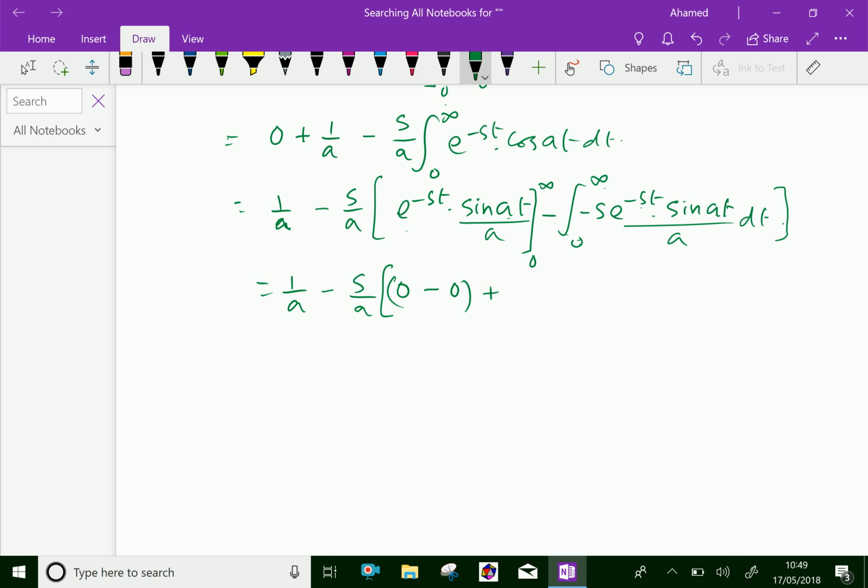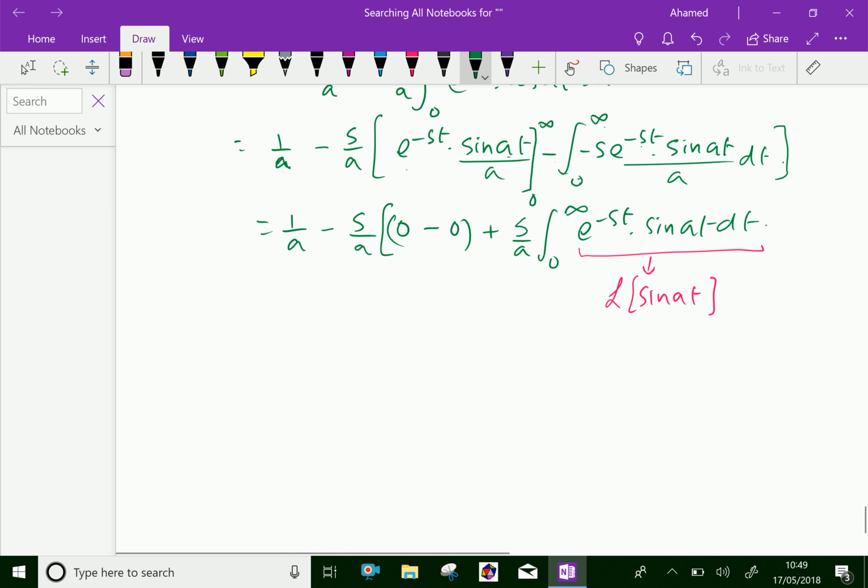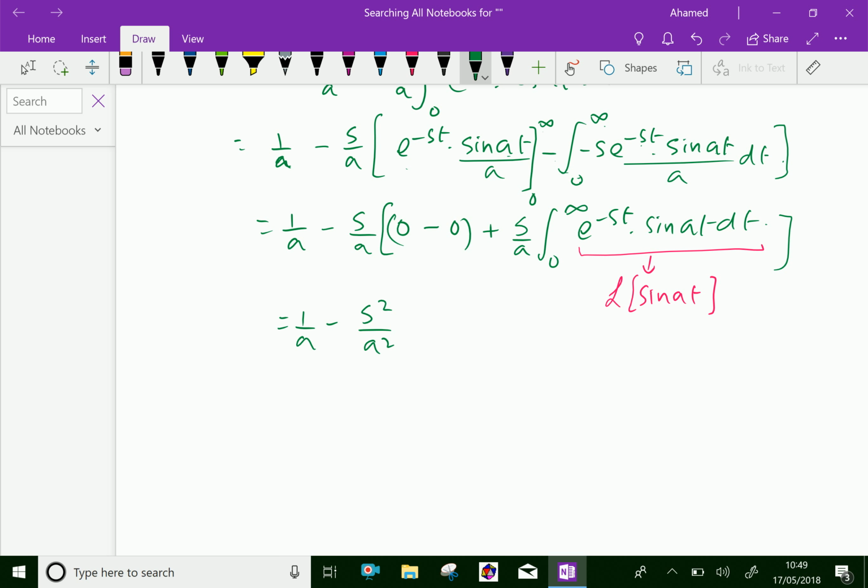Look at this here, integral 0 to infinity e power minus st into sine at is already a Laplace transform of sine at. So first we will take out this s over a out of integration, then 0 to infinity e power minus st into sine at dt. So it is a Laplace transform of sine at. So we continue like here, 1 by a minus s into s is s square over a square into Laplace transform of sine at. This already we started with Laplace of sine at.